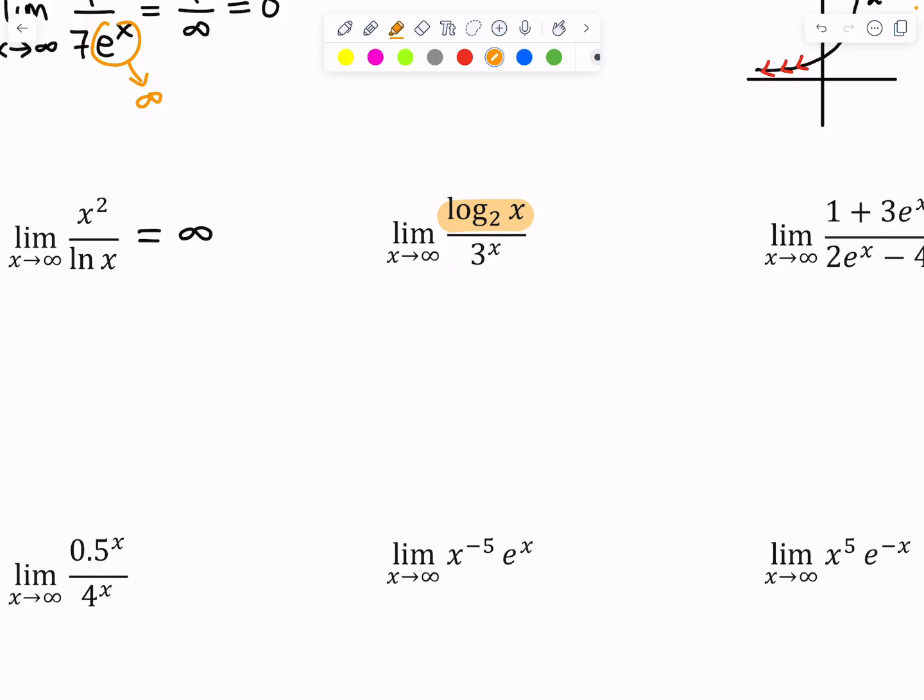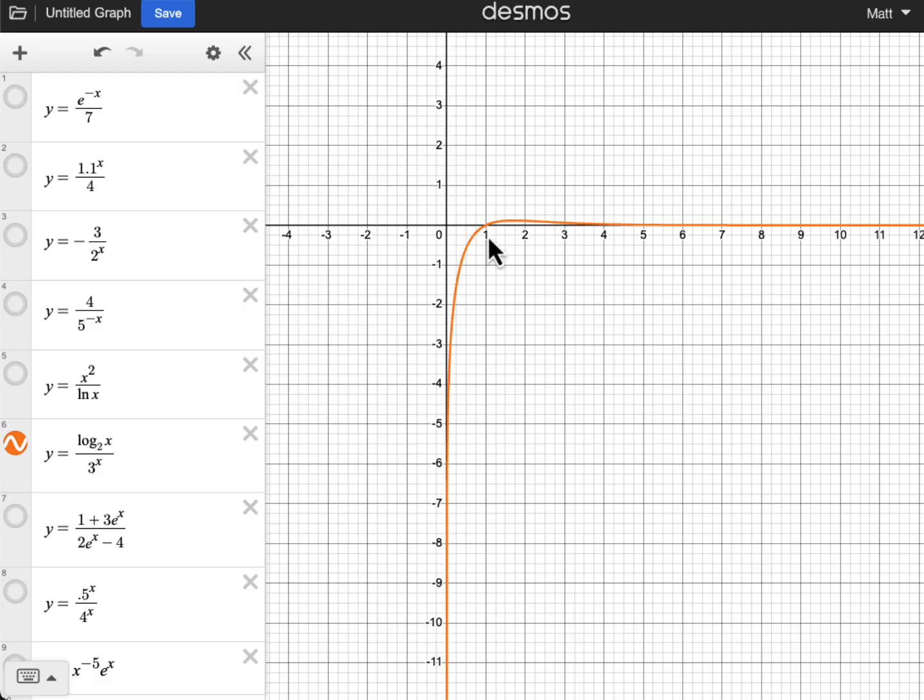We have a growing logarithm and a growing exponential. Exponentials dominate logarithms, so the denominator will grow much faster than the numerator in such a way that these fractions will tend to 0. Here's a graph of this function where the outputs do approach 0 as we go to the right.